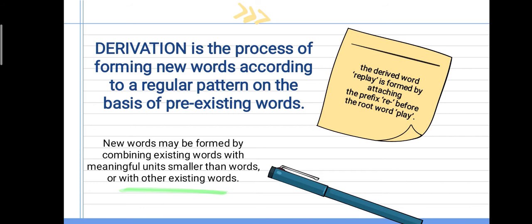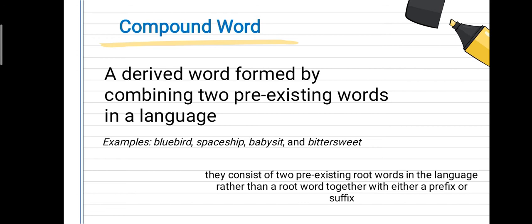For example, the word replay is formed by attaching the prefix re before the root word play. This process is called derivation, and replay is a derived word. A derived word that is formed by combining two pre-existing words in a language is called a compound word. For example, bluebird, spaceship, babysit, bittersweet, homework, sunrise, sleepwalk, and etc. They consist of two pre-existing root words in the language rather than a root word together with either a prefix or suffix.